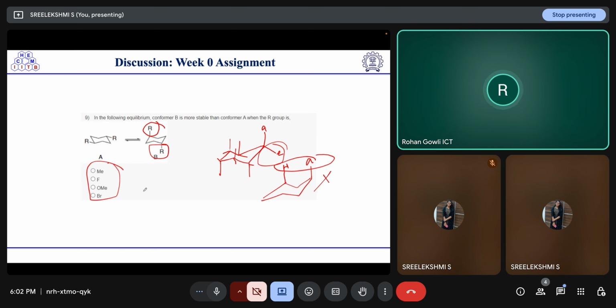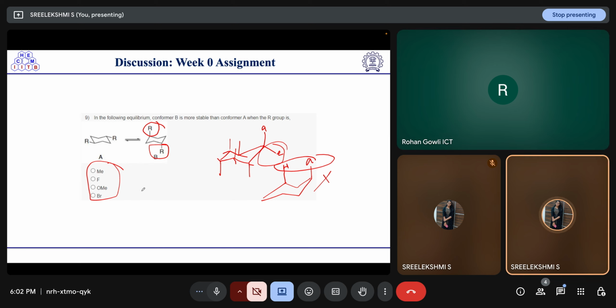Which is bigger in electronic configuration? It could be. Like, if it is bigger, it will go to equatorial only. So, size is not the factor here. Have you heard about hyperconjugation? No. So, what will happen?